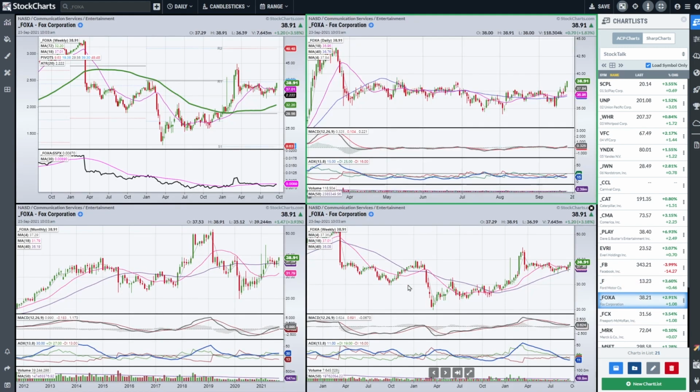FOXA. So another stock starting to show some signs of improvement. It's not really done a whole lot. Made a nice move here and then worked up. Notice the strength of the ADX on the up move, and now we've worked sideways. MACD has worked off the overbought condition by coming back down towards zero.